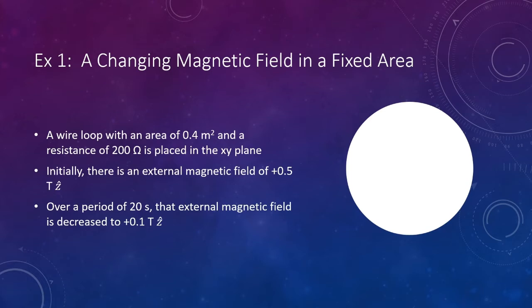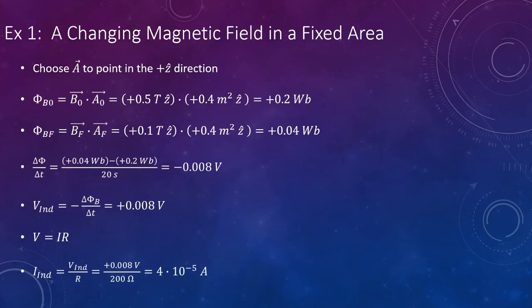So again, first thing we'll do is choose a direction for the area vector. Since our wire loop is in the xy plane, in the plane of the screen, we're going to choose an area vector that's perpendicular to the screen in the z direction. In particular, I'll say the area vector points in the plus z direction. Once I do that, I can then do the dot product where our initial magnetic field is plus 0.5 in the z direction, our area vector is the area, 0.4 meters squared, and it's in the plus z direction. So the dot product of a positive and positive z just gives you a positive scalar.